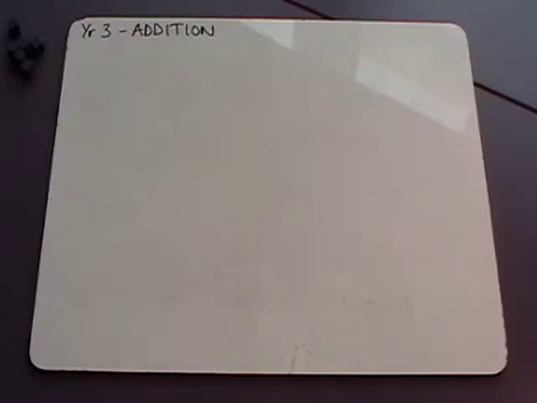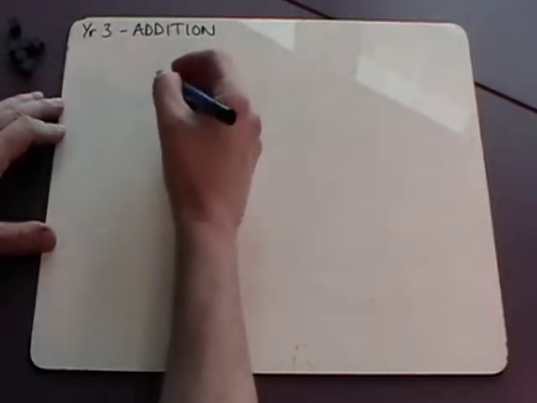In Year 3, children are going to learn to add three-digit numbers using column addition. But before they do that, they need to further develop their knowledge of core skills. So beginning with place value.